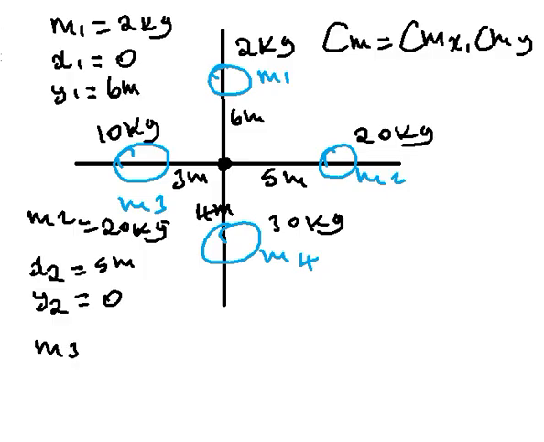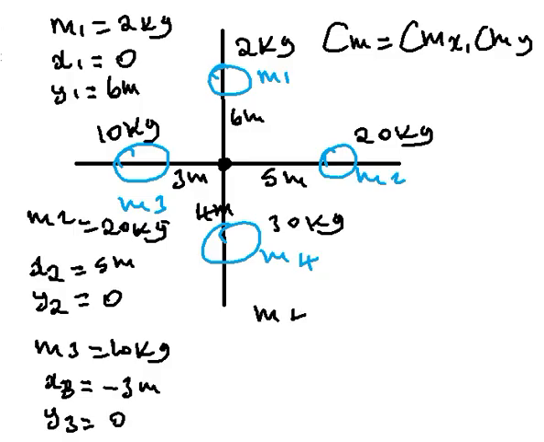And let's go for mass 3. What is mass 3? We have it as 10 kgs. And what is its position along x? We have it as -3 meters, since it is to the left of the origin, so that is x3. And what is its position along y? We have it as 0.